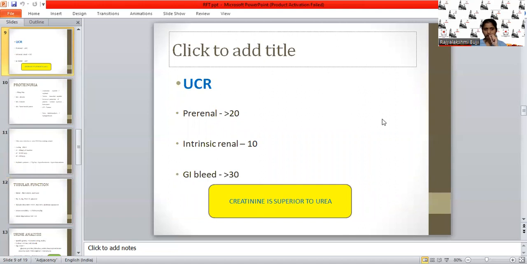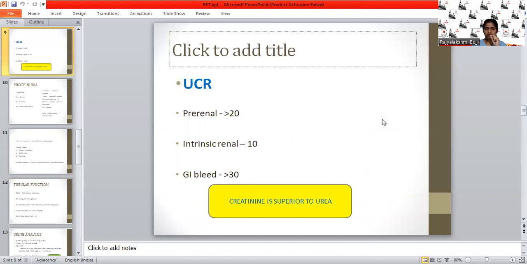Another parameter is the urea creatinine ratio. If the urea creatinine ratio is more than 20, it means the cause of AKI is pre-renal. Such patients can benefit from IV fluid resuscitation or free water deficit replacement.